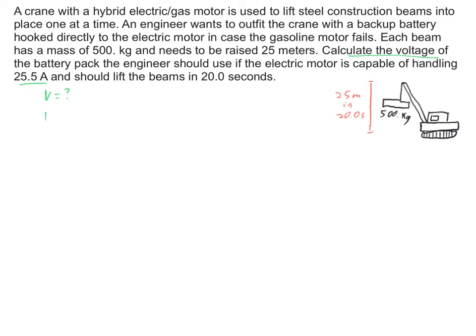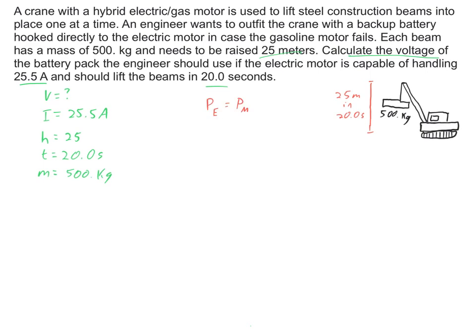So we know we're calculating the voltage. We know the current that the crane can take, 25.5 amps. We also know some stuff on the mechanical side. We know the height that we need to raise the beams, 25 meters. Also, we know the time that we are going to try to do it in, 20.0 seconds. We also know the mass of the beam here. It's 500 kilograms.